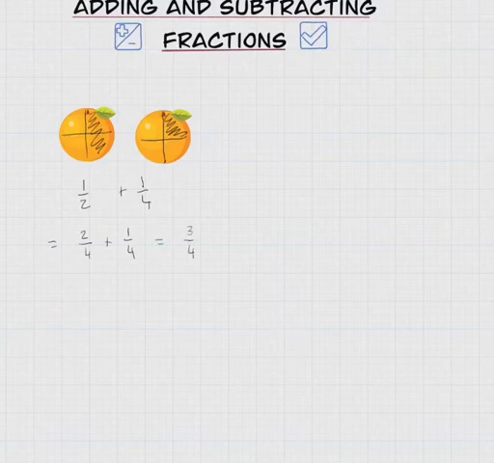And essentially all I did was find an equivalent fraction for a half that has the same denominator as my other fraction. And that is exactly what we need to do when we add fractions. So if I subtract fractions, that is the same thing.